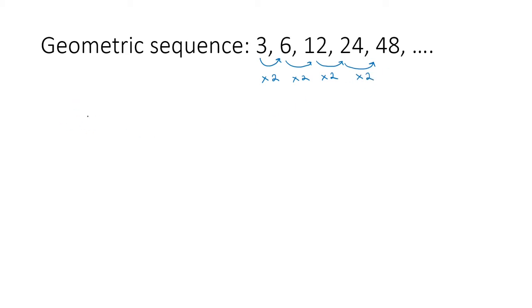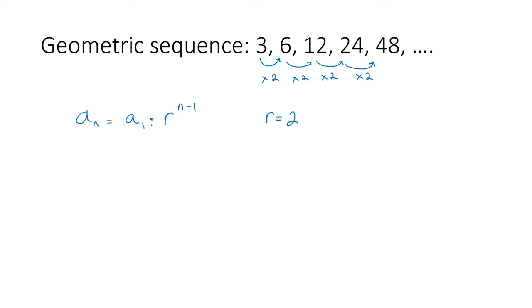So let's write down the formula. We know a sub n equals a sub 1 times r raised to the n minus 1. Now our common ratio is 2. That's what I need to multiply by to get to the next term.